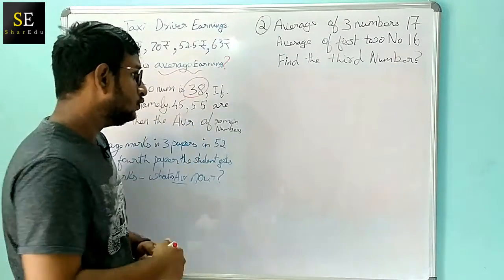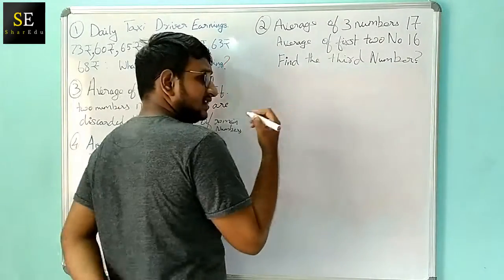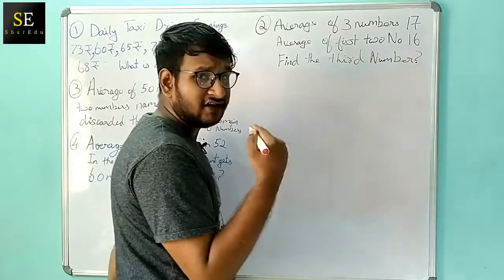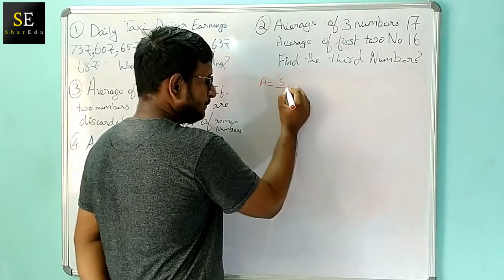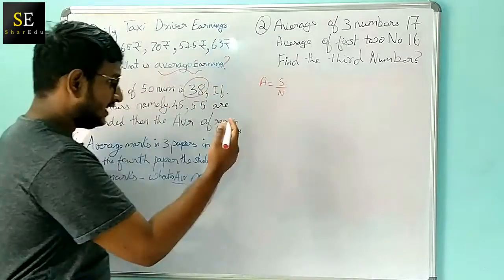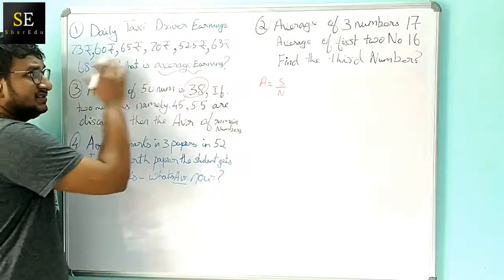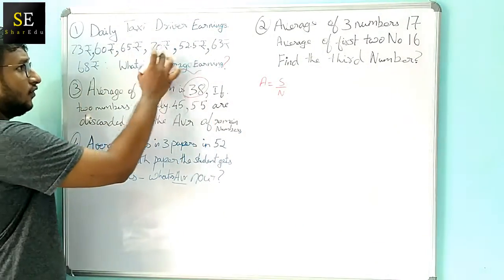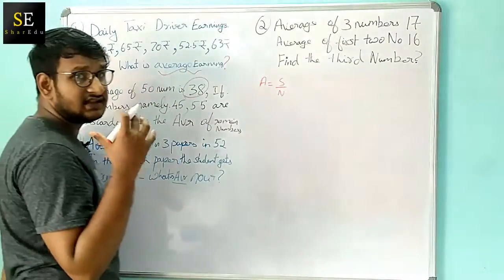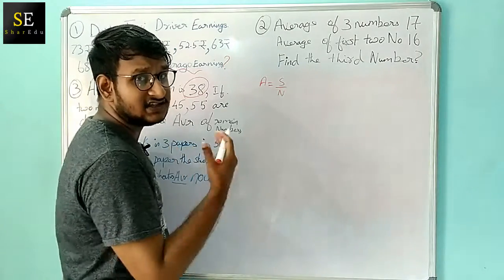So first, let's start with the average formula. The average formula is A is equal to the sum divided by the number of elements. Here the number of elements in the set of earnings is 7: 1, 2, 3, 4, 5, 6, 7. There are 7 elements in this set of earnings.